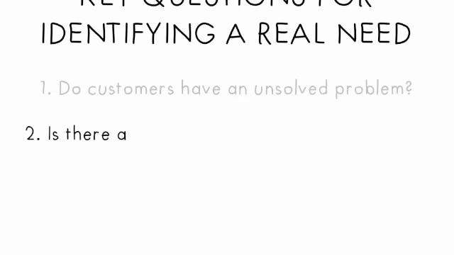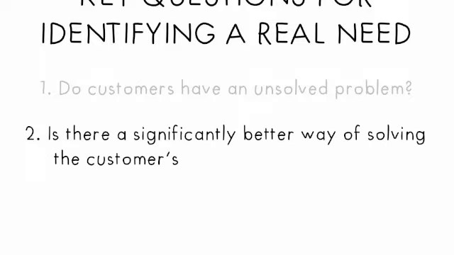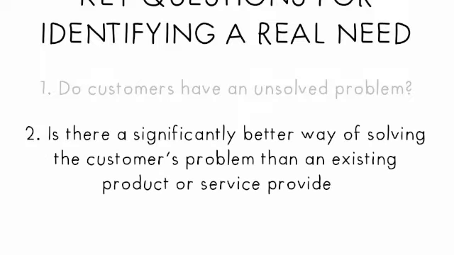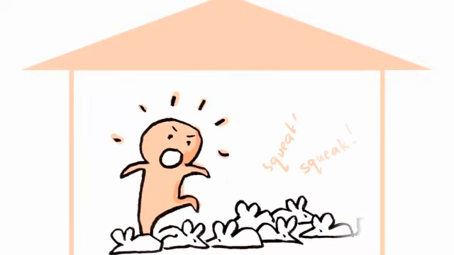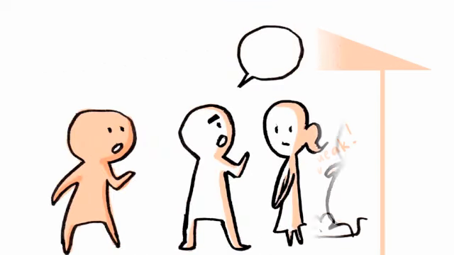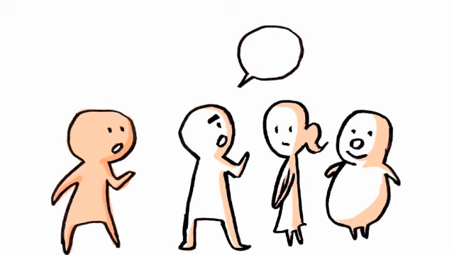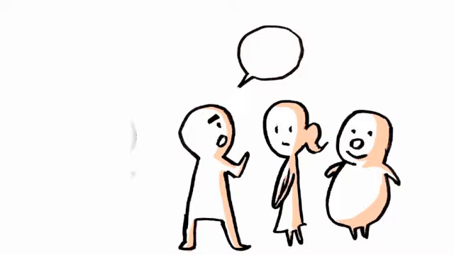Is there a significantly better way of solving the customer's problem than an existing product or service provides? Let's take the example of Pablo and his neighborhood. Pablo discovered one day that there were lots of mice in his house. The mice were eating food in his cupboards as well as damaging the electrical wiring. He went to the grocery to buy rat poison, and when he got there, he saw a lot of his neighbors having an excited conversation.